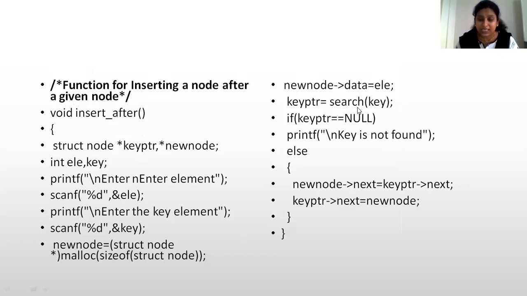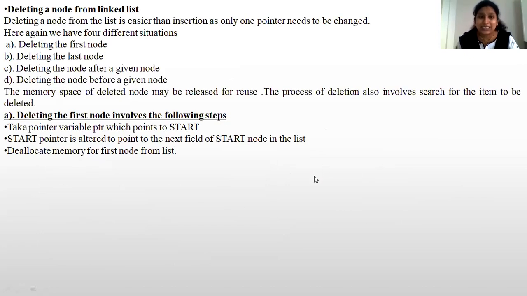If the element is present in your list, then after that element we are going to insert the new value, which you are creating with the help of these 2 steps: new node of next is equal to key pointer of next, and key pointer of next is equal to new node. So with the help of this, we are going to insert a node after a given node.